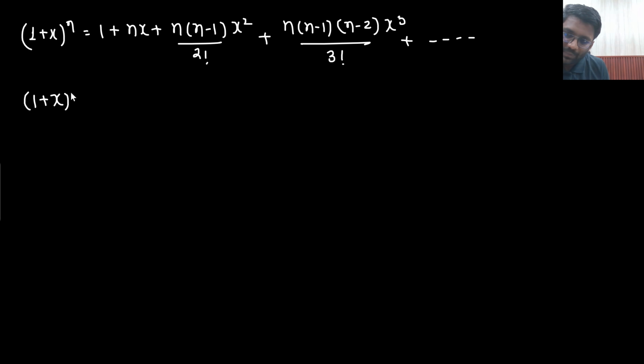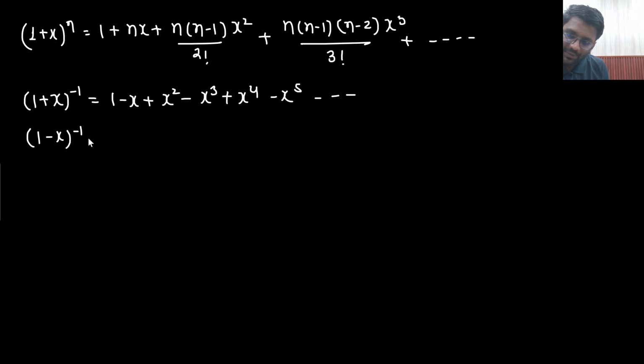So 1 plus x to the power minus 1. This minus 1 comes inside, so 1 minus x, and plus minus you need to follow: plus minus plus minus and so on. Then 1 minus x to the power minus 1. This minus 1 comes inside, it becomes 1 plus x. So no plus minus is followed, directly in this manner.